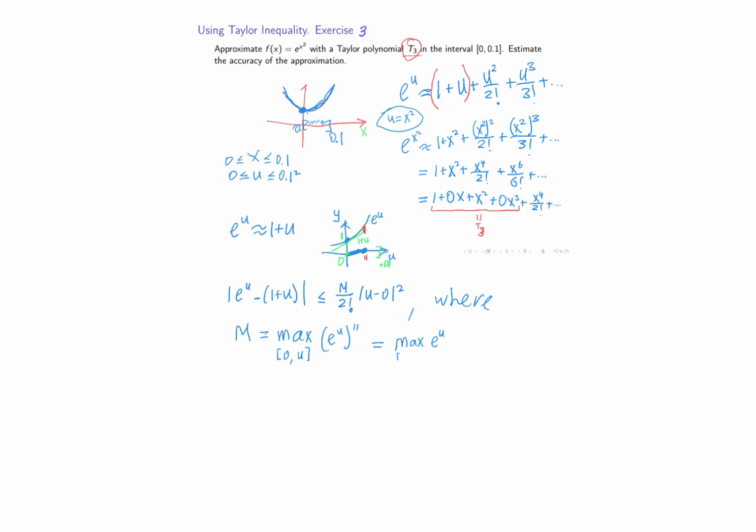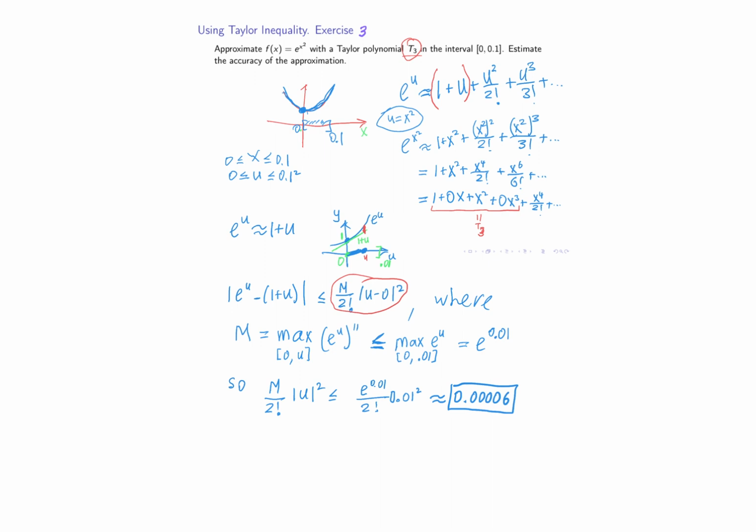Now let's expand our interval. We'll expand it to be from 0 to 0.01. We write less or equal because we are expanding the interval, so the maximum might be a bit larger. e to the u is an increasing function, so it reaches the maximum at the right endpoint. We estimated M. We can estimate the entire right side of our Taylor inequality. So we get that M over 2 factorial times u squared will be less or equal than e to the 0.01 over 2 factorial. Since u is less than 0.01, we estimate from above that u squared will be less than 0.01 squared. This number is approximately 6 over 100,000, and that's the accuracy of our approximation on the interval from 0 to 0.1.